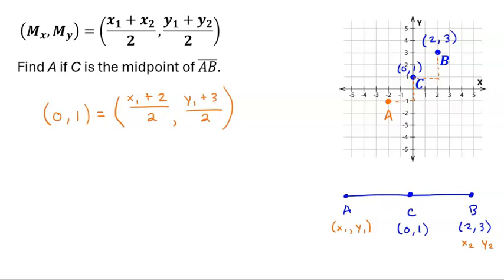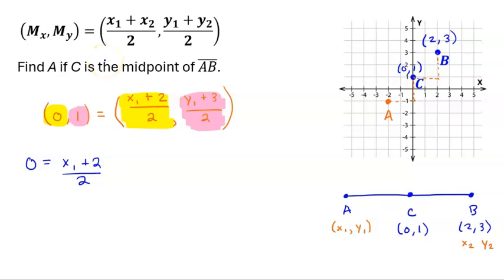And before, when I was solving, this piece gave me the x-coordinate of my midpoint. So I'm going to go ahead and write that as an equation. 0 equals x1 plus 2 divided by 2. And then I knew that this piece on this side gave me the y-coordinate of my midpoint.